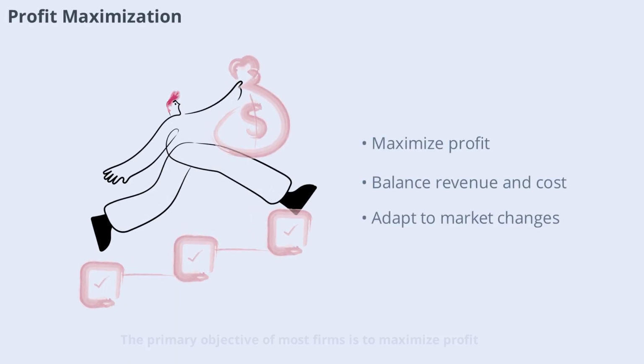The primary objective of most firms is to maximize profit. This involves producing at the output level where the difference between total revenue and total cost is greatest. Firms use cost and revenue data to determine the most profitable production quantity. By continuously monitoring market conditions and internal costs, businesses can adjust their strategies to achieve this goal.